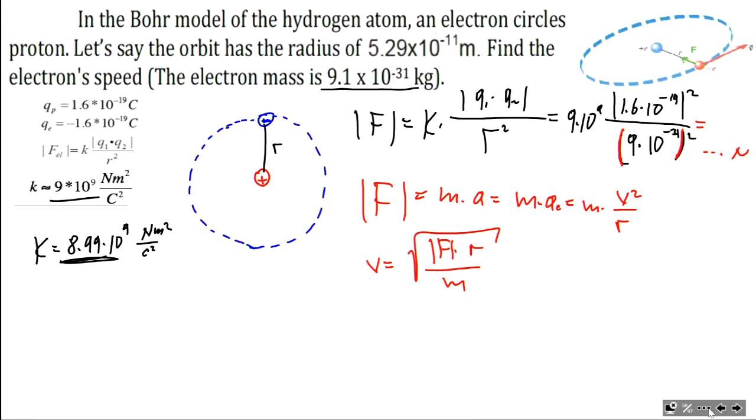The distance is 5 times 10 to the negative 11. That's the distance squared. This is the mass. That's why I said oh.